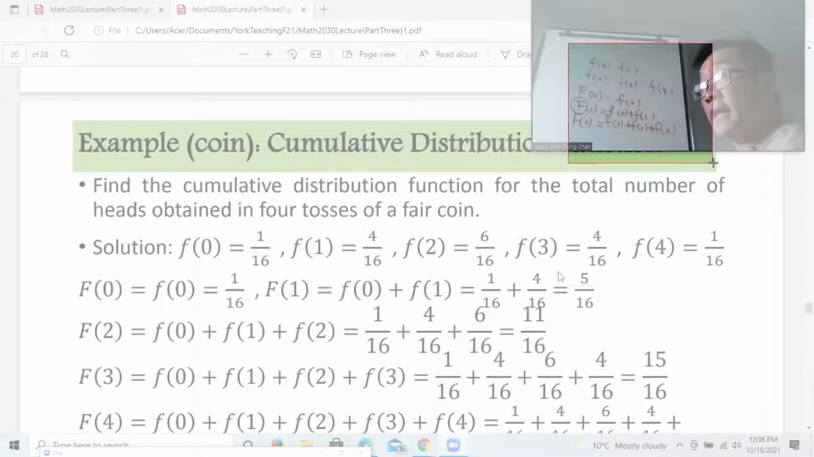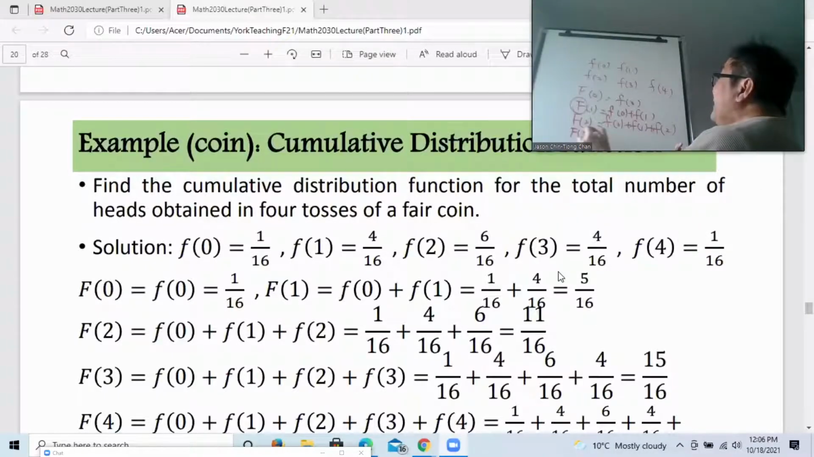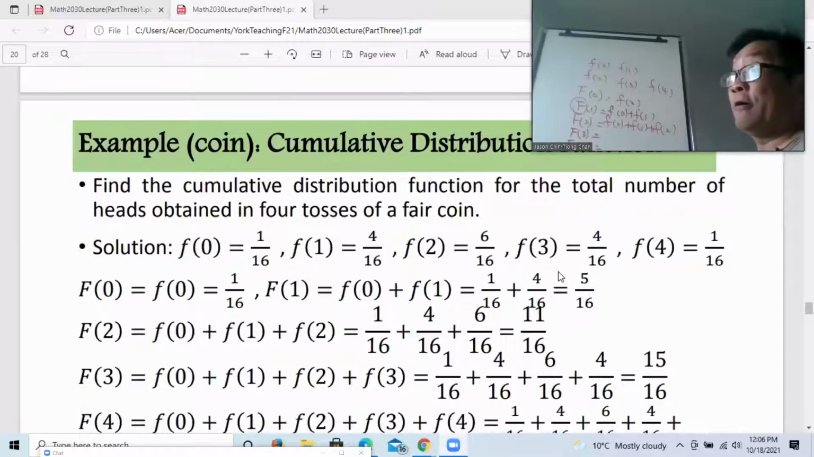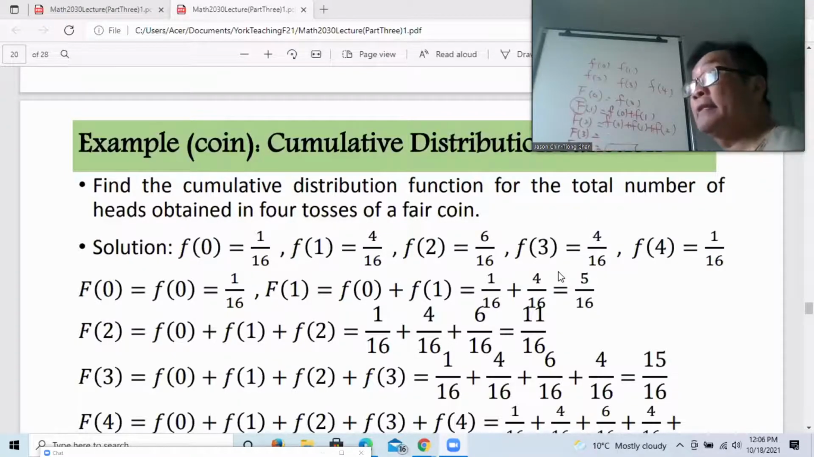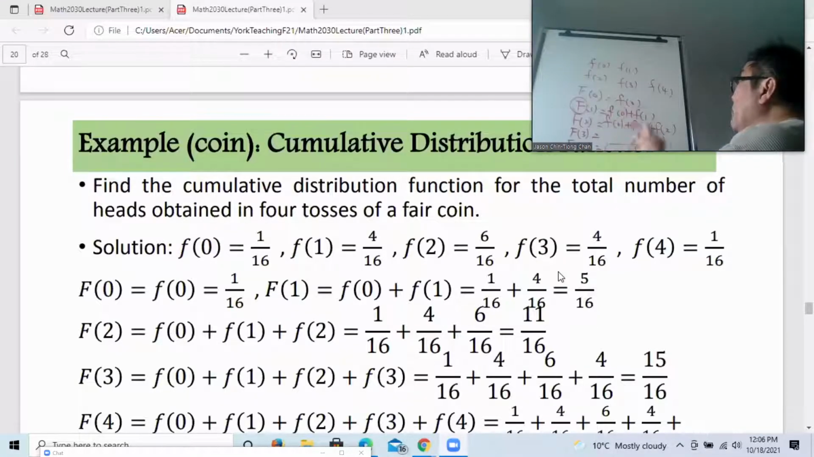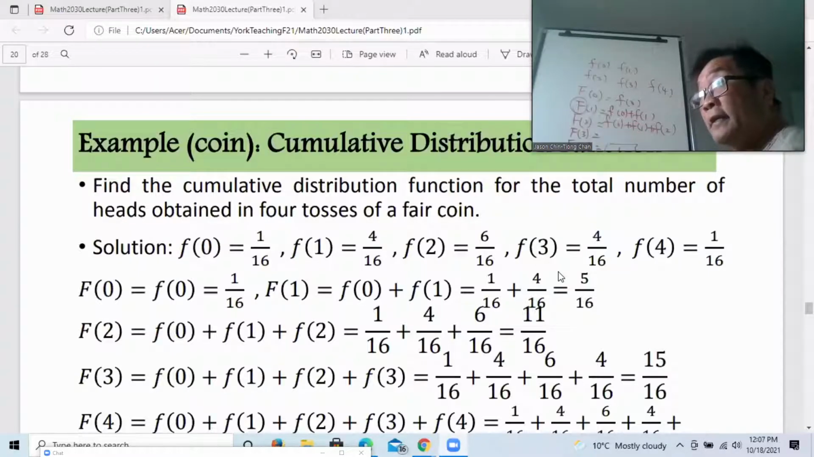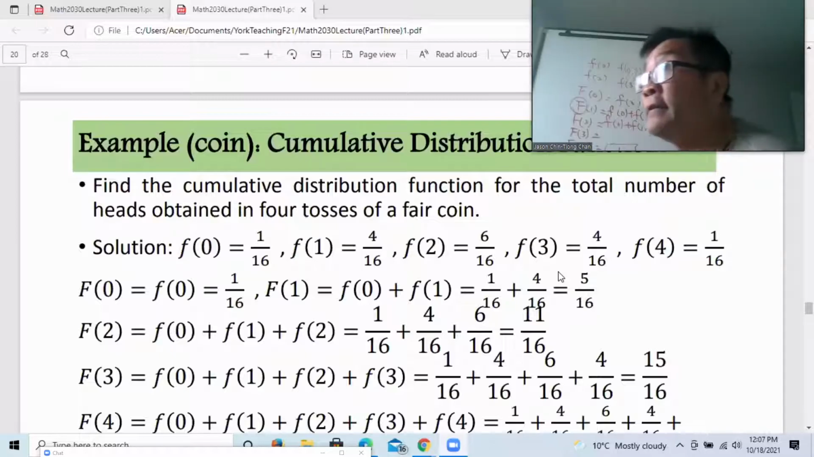Yeah, okay. The same thing for this one. I don't give you the numbers. What do you think about the last one, F4? What is the value for this one? Is that equal to 1? Everyone agree? Yes. So 0 plus 1 plus 2, and so on. The total probability is always equal to 1. Everyone agree? Yes or no? I need you to respond yes or no.